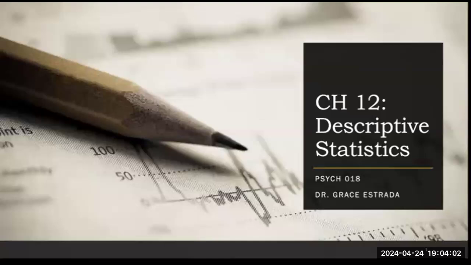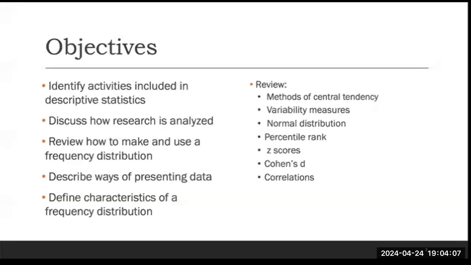This is Psych 18, and we are now covering Chapter 12, Descriptive Statistics. So these are the objectives for today. We'll identify some activities that are included in descriptive statistics, talk about how research is analyzed, review how to make and use a frequency distribution, describe ways of presenting data, define characteristics of a frequency distribution, and we are going to review things like measures of central tendency, variability, some normal distribution problems, calculating percentile rank, z-score problems, Cohen's d, and correlations. A lot to cover.